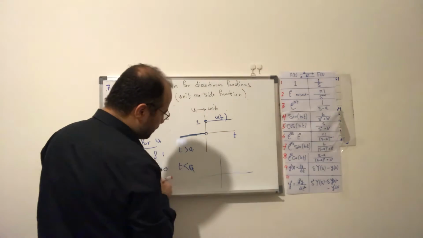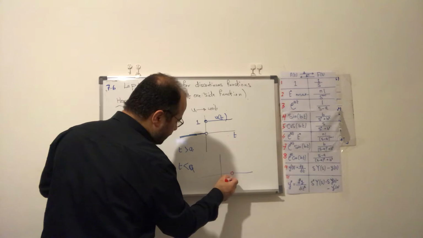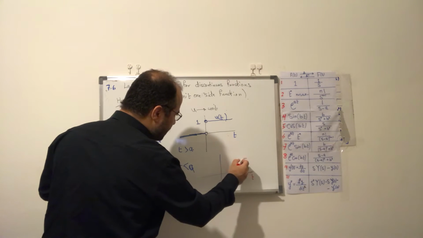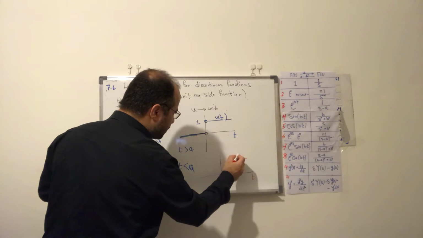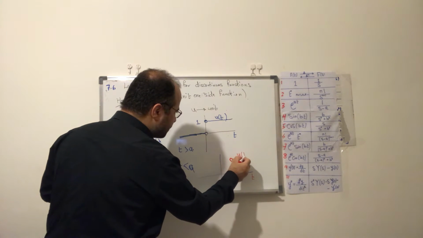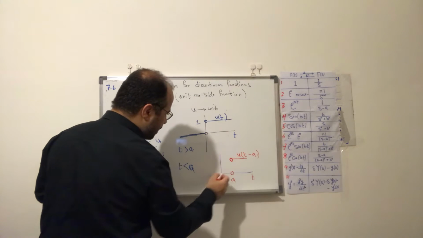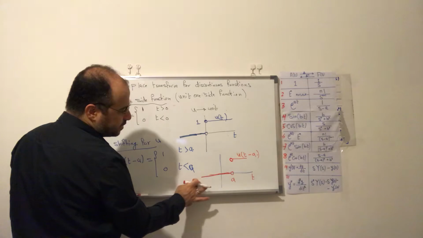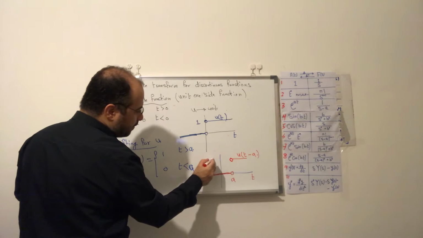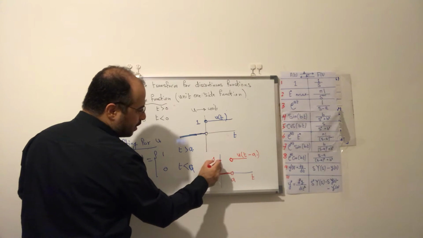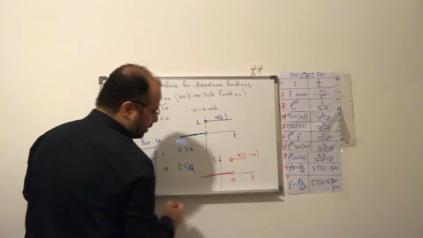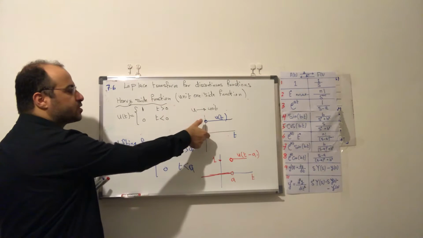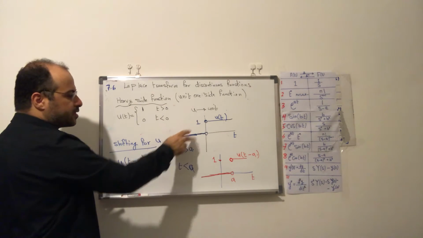So this is the new one. It is at t equals a, so this is t, this is a, and here it is 1 unit. So this is u of t minus a, and here it is 0. So 0 when t is less than a, and 1 unit when t is bigger than a. So this function has a jump discontinuity.